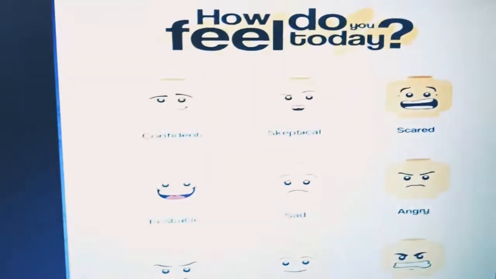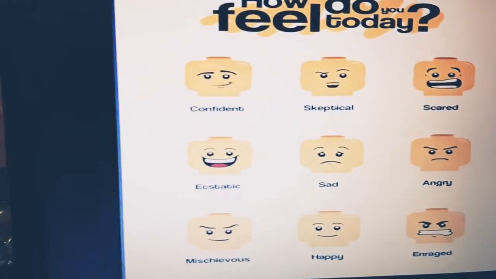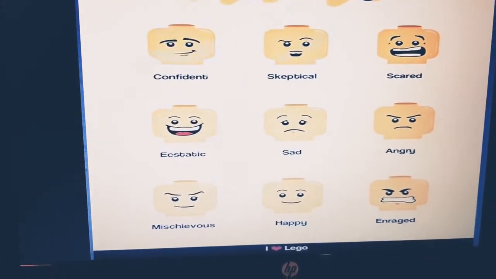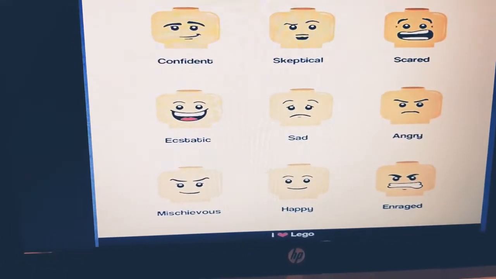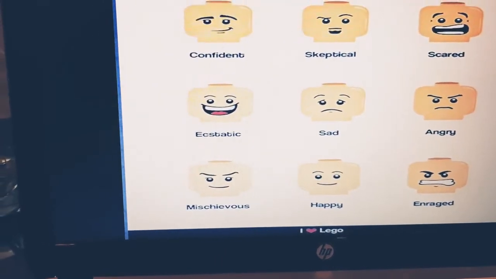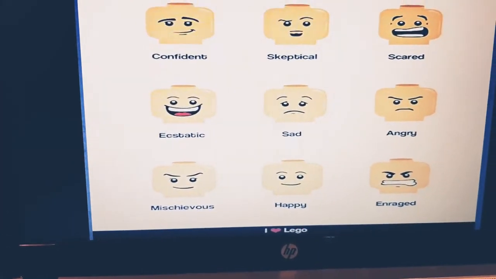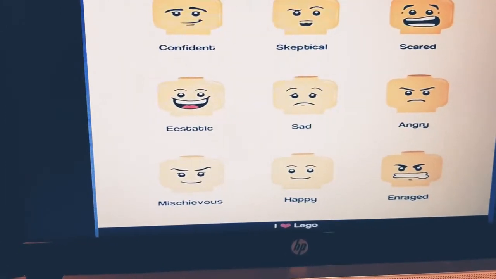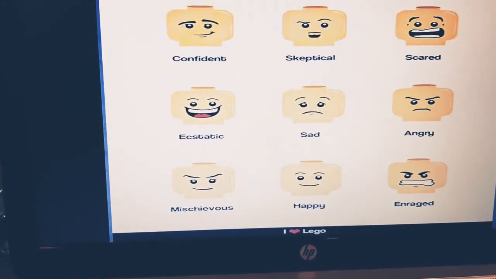The obligatory question, always, remember, is: how are you today? Okay, so how do you feel today? What is your emotion in this moment? Are you confident? Are you skeptical? Are you scared? Are you ecstatic? Are you sad? Are you angry? Are you mischievous? Are you happy? Or are you enraged?